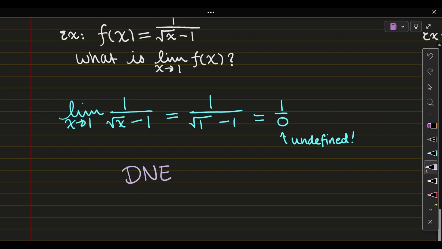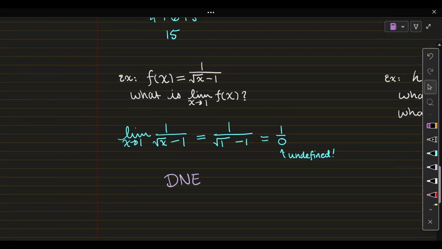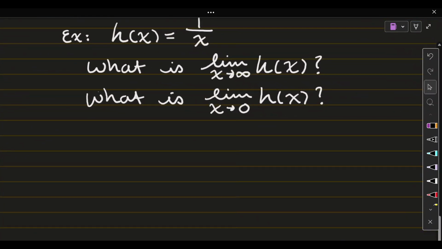And so if we can't find a value for the limit, rather, if we've done everything and we end up with something that's undefined, or our left-hand limit doesn't match our right-hand limit, then our limit doesn't exist. So limits don't always exist. In this case, our limit doesn't exist, okay? So let's move on to this example.